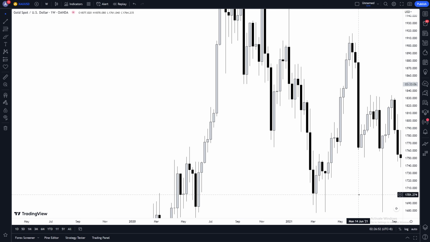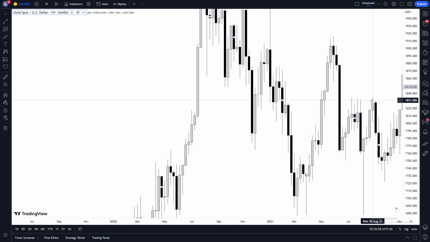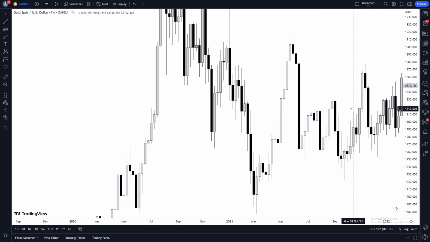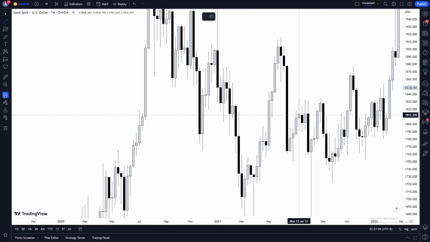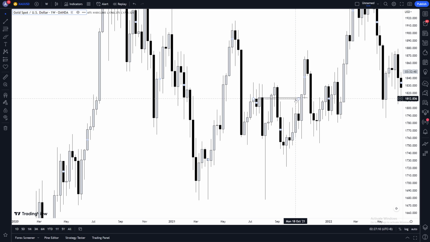Oh, but she breaks. She breaks up. See this? Resistance, becomes support. You can see how it wicks, and then eventually breaks. Now this is a fresh left shoulder. That's it. Very, very simple.